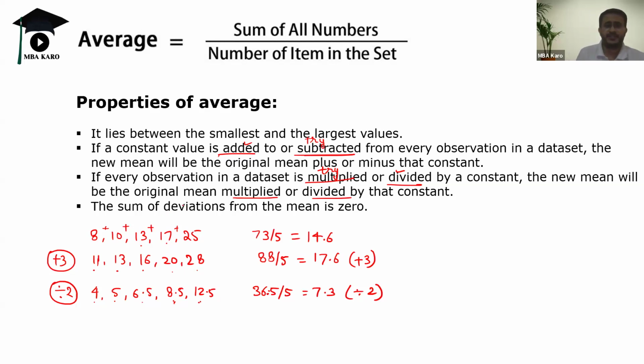The sum of deviations from the mean is 0. So we will learn this deviation method to calculate the averages, right? Now, what is deviation? So deviation is basically, what is the average in this case? 14.6. And the values are 8, 10, 13, 17, and 25, right? The average was 14.6. So subtract 14.6 from each of these.